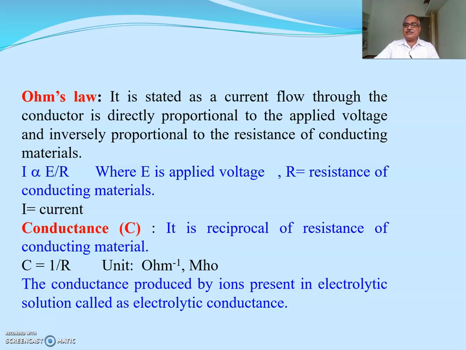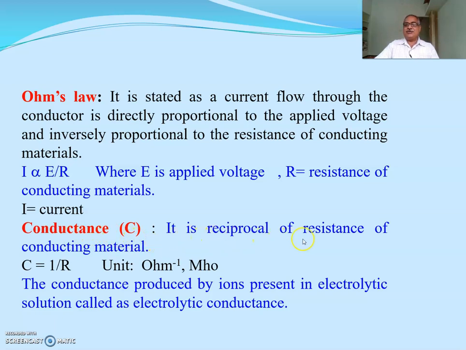It is stated as: the current flowing through a conductor is directly proportional to the applied voltage and inversely proportional to the resistance of the conducting material, where I is directly proportional to E and inversely proportional to R. E is the applied voltage, R is the resistance of the conducting material, and I is the current flowing through the conductor. Then we are going to see the meaning of conductance.